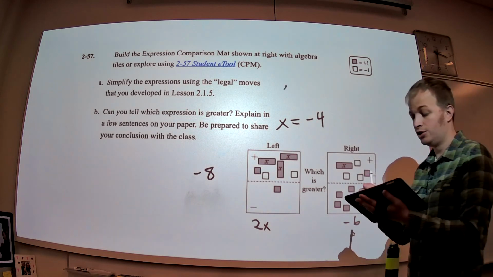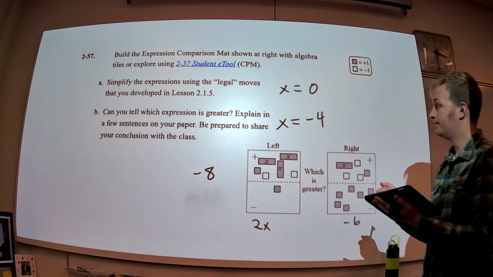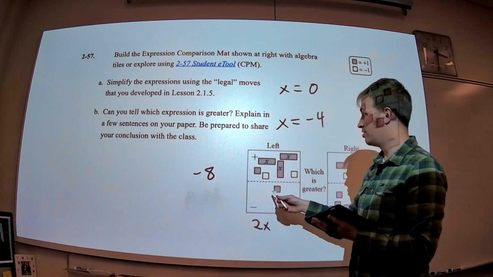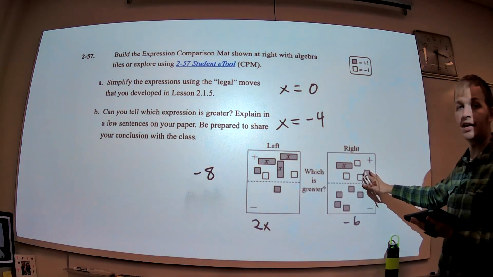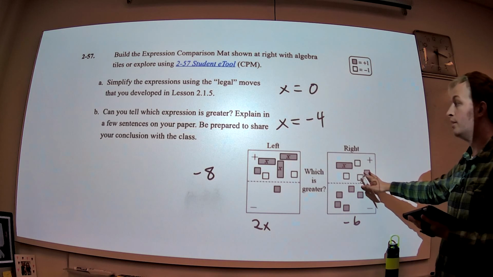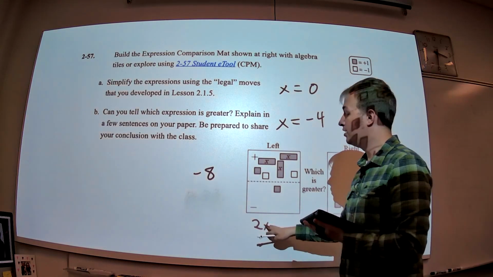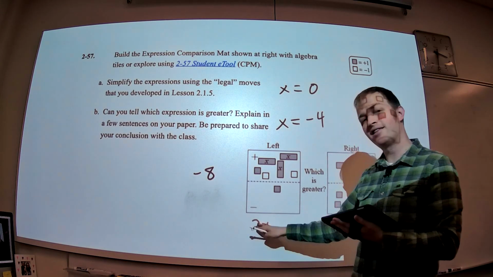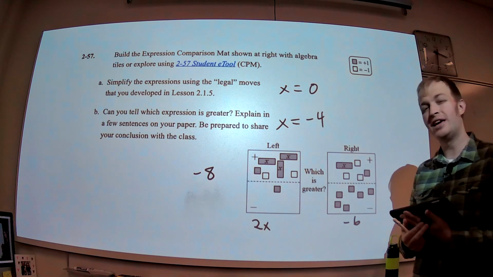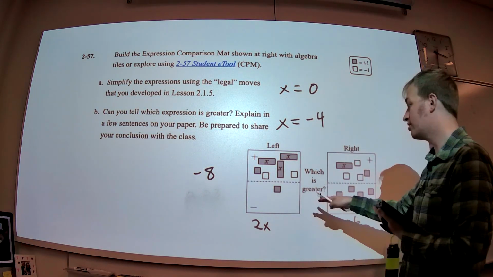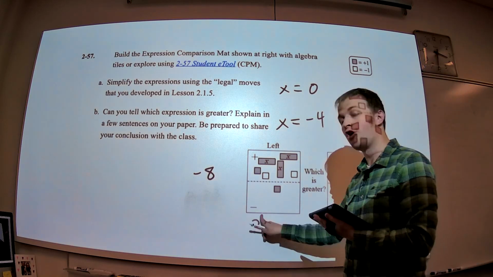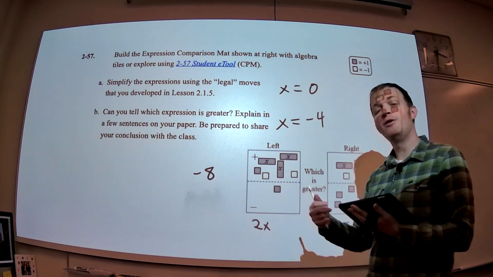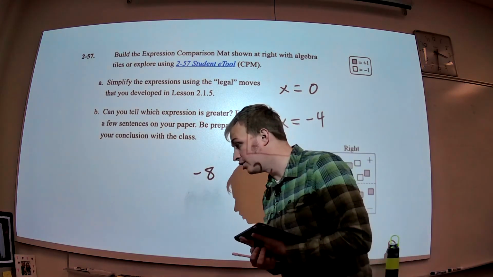But what if I told you that x is equal to 0? Well, 0 times 2 is just 0, so I'll be left with 0 on the left side, and 0 is bigger than -6. So when you don't know what the x is, you won't always know which is greater. But where we're going with this is that eventually we're going to start to solve for that x and say, can we find out what that x value is?